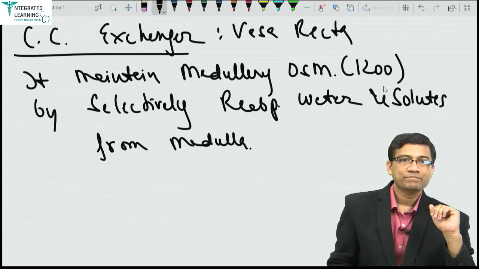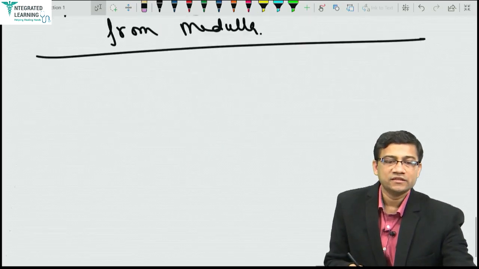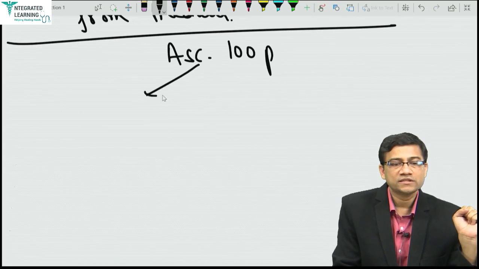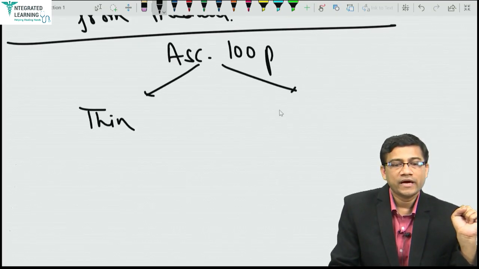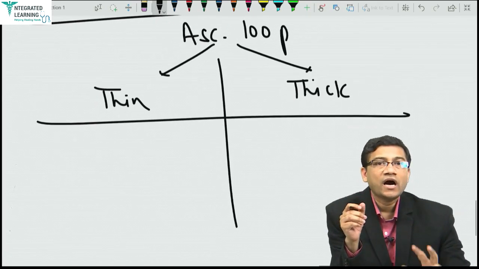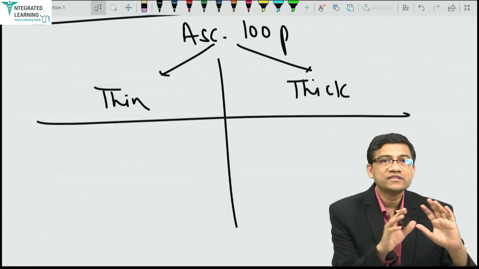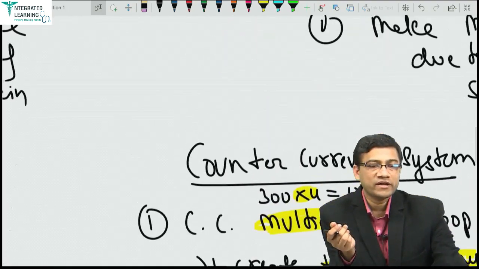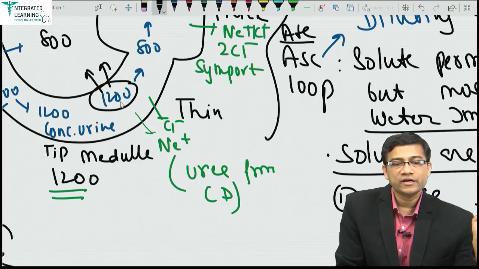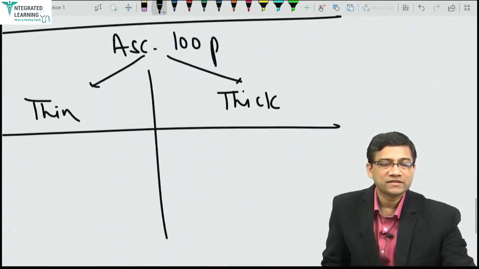Okay, so maintain. Now we see what are the two parts of the ascending loop, thin and thick. Now remember, in the thin, what happens? There is high osmolarity. Why? Because it is just receiving the urine from the descending loop. So that's why it doesn't need any pump or any transporter. It can occur very easily. See, the urine is very hyper here, so it can go along the gradient also. So that's why this area doesn't need any pump. So that's why simple passive diffusion.